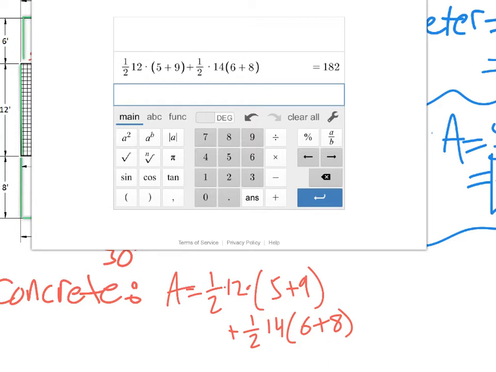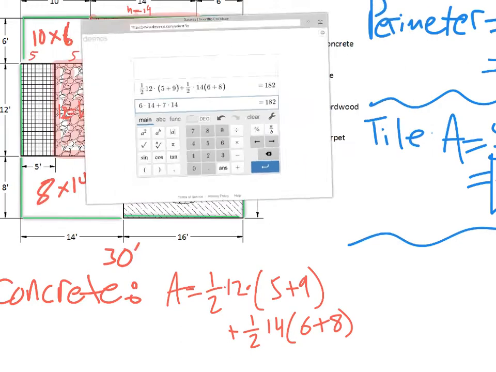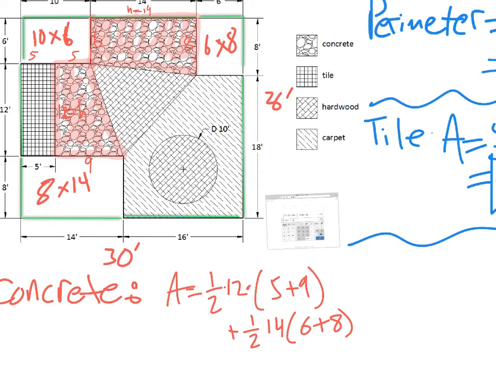If I was typing this in my calculator, I would just do this part in my head. So 1/2 times 12, well, we know that's 6. And 5 plus 9 is 14. Plus, I know 1/2 times 14 is 7, and that is 14. So if you can start the order of operations in your head, you're going to do a lot less typing, and you'll be just as accurate, maybe more accurate, because you'll make fewer typing mistakes. All right, let's shrink this guy down and put that aside for now. So we had 182.